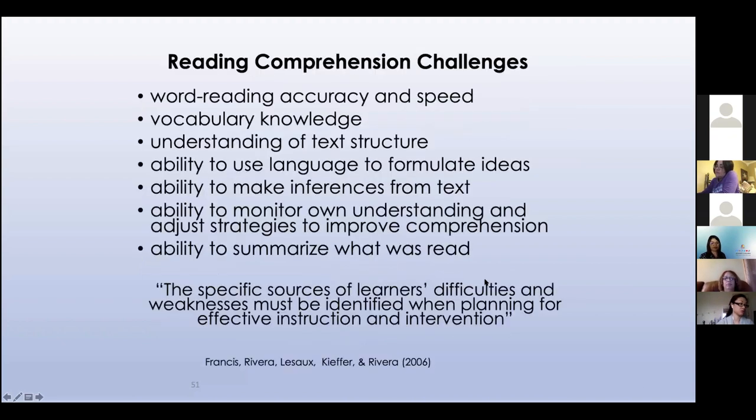And then we have comprehension, and then we have, of course, a lot of challenges with comprehension, like the accuracy and speed we talked about, because speed is also mediated by whether they know the words or not, vocabulary knowledge. Do they understand the text structure, the grammatical structure? Is their grammatical structure different? Spanish and English, La Casa Roja versus La Roja Casa. Like, you know, when you do the literal translation, the grammar is different, right?